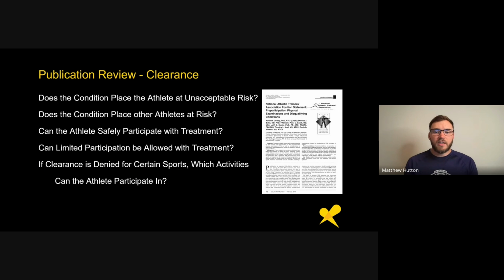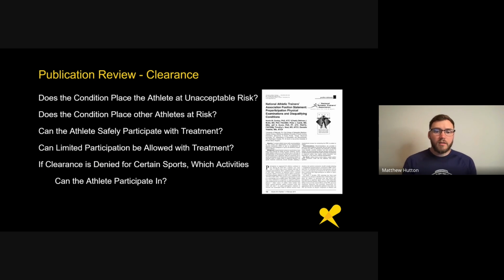Next, can the athlete safely participate with treatment? One of the things they were emphasizing here was that taping was one of the alternatives, or bracing in the case of a knee injury. So is some of that injury risk mitigated by taping or bracing? They gave a couple other examples within the paper, but basically, if the athlete has an unacceptable risk, can that risk be modified by these different treatments?